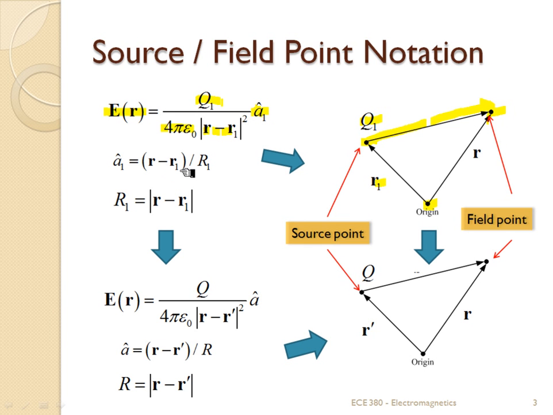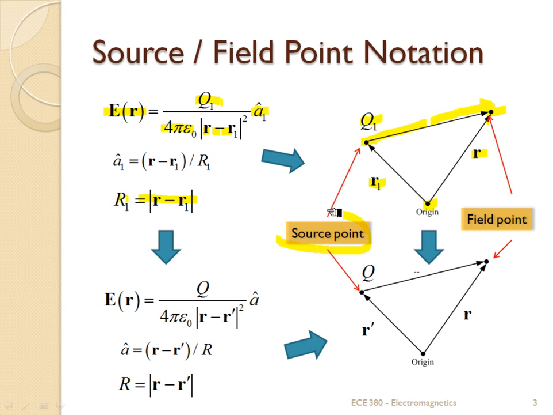And then, of course, as you can see in the expression here, in order to get a1 hat, you would simply take the difference between bold little r and bold little r1 and divide by the magnitude of that difference, which is written right here. So this is a convenient expression that allows us to place a point charge at a general location given by a position vector r1, and then evaluate the field at another general location given by a position vector, bold little r.